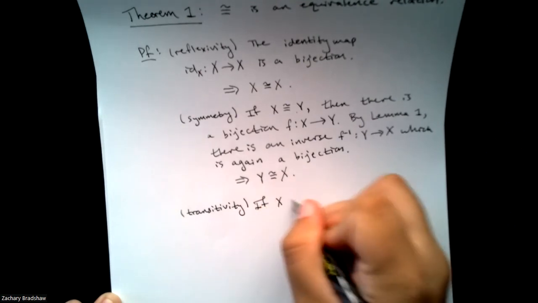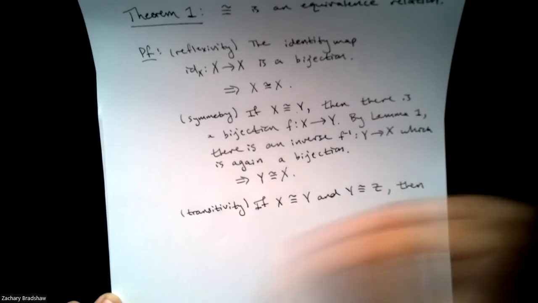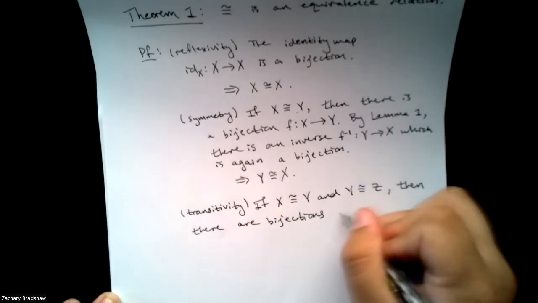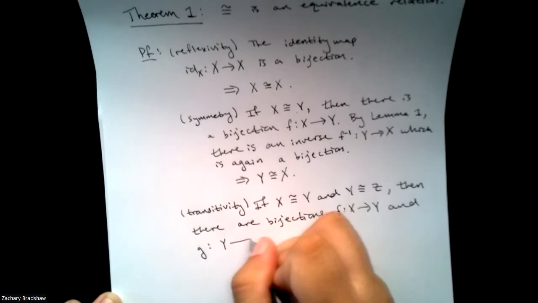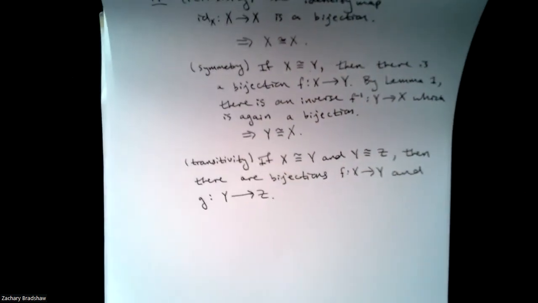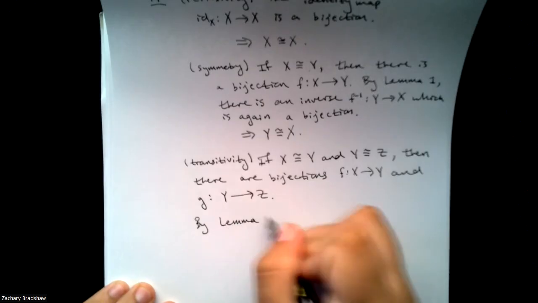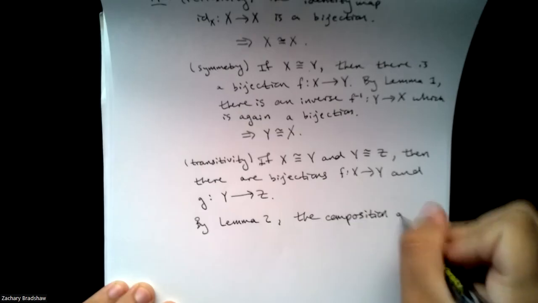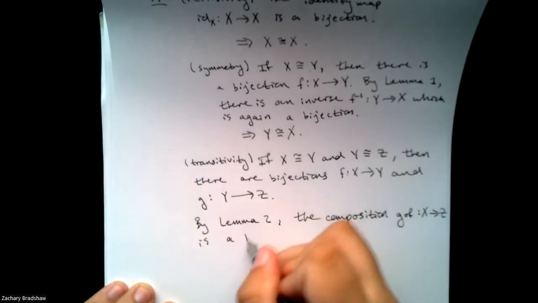So if X is isomorphic to Y and Y is isomorphic to Z, then there are bijections F from X to Y and G from Y to Z. Okay, this is the definition of sets being isomorphic that we defined. Okay, well, by lemma 2, the composition G of F from X to Z is also a bijection.